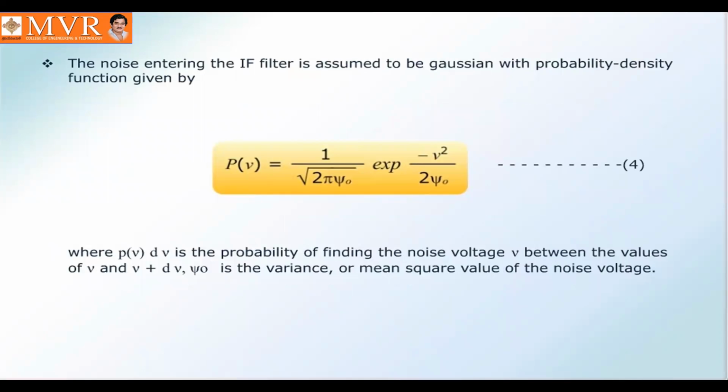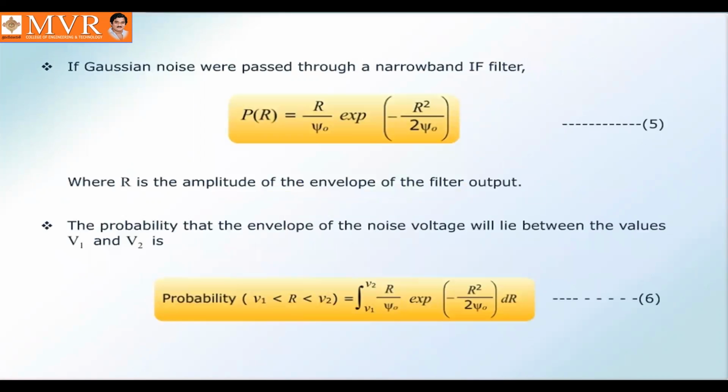Now, the noise entering the IF is assumed to be Gaussian noise. We have some formulas. You need to remember each and every formula here. So there we have derived the probability that the envelope of the noise output. Why? Because we are only considering the envelope. Envelope is nothing but the maximum value of the amplitude.